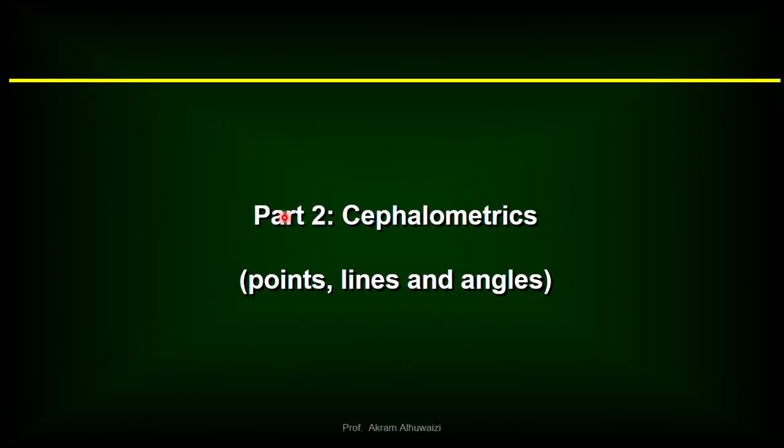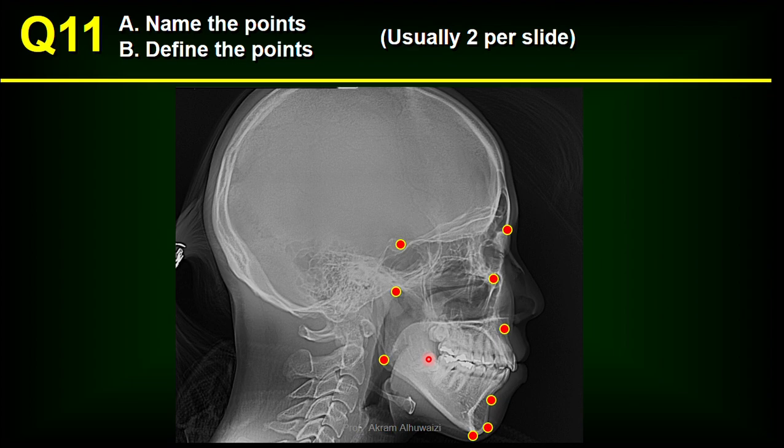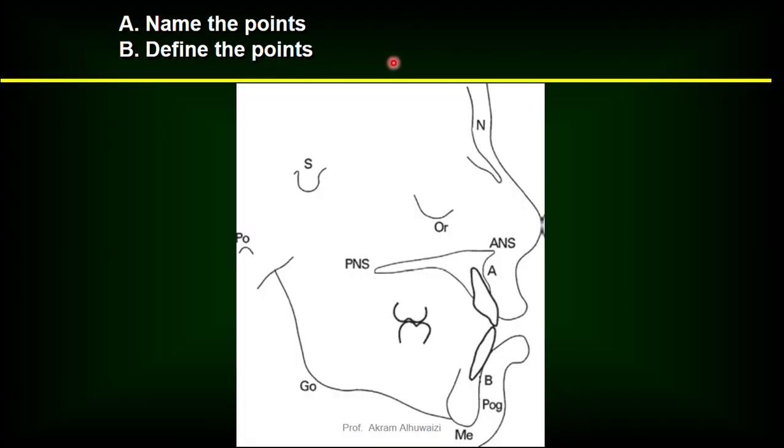The second part is cephalometrics. The common first question is to name the radiograph. The radiograph is a cephalometric radiograph. Give the class of malocclusion. You can notice from the increased overjet that this is a class 2 division 1 malocclusion. Name the points and define the points. Usually you get 2 per slide. This slide sums up the various points which you would see inside the cephalometric radiograph.